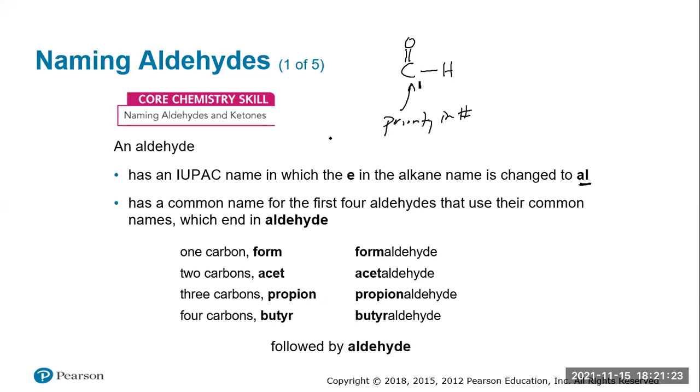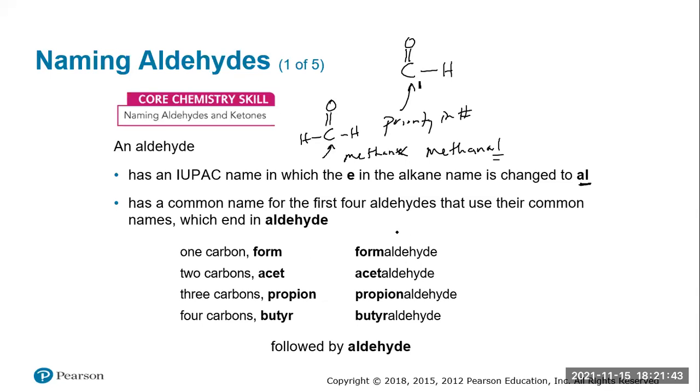So if we had basically the simplest one you can have here, which would look like this. This is an aldehyde, has 1 carbon. 1 carbon is based off of methane. We drop the E and we put methanal. And that would be the name of it.